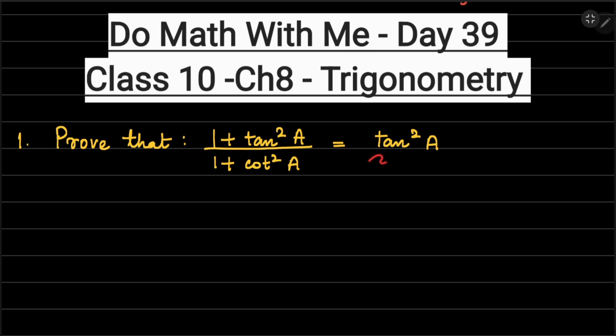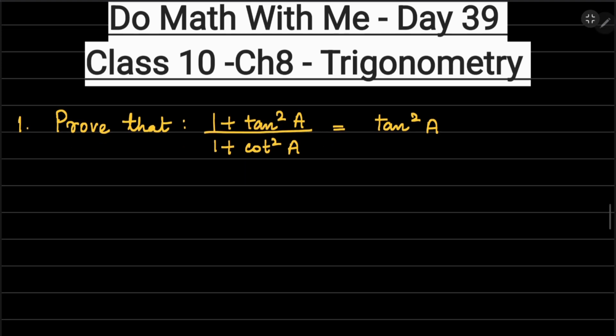Whenever you are asked to convert tan and cot directly into something, the easiest way is to first take the LHS and convert everything into sine and cos. The very first thing you should know is an identity: 1 plus tan square theta is secant square theta, and 1 plus cot square theta is equal to cosecant square theta. So let's get started.